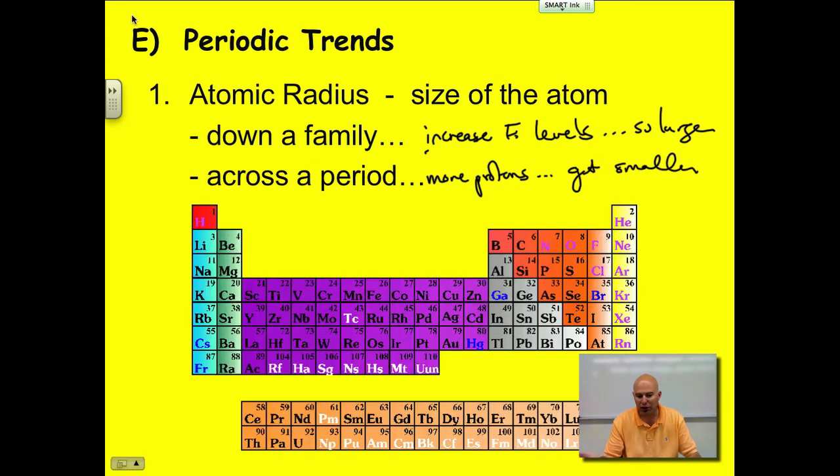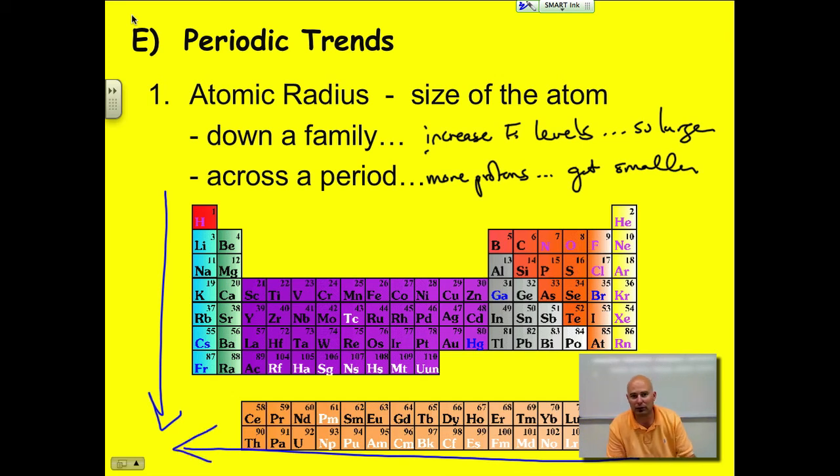Okay, so there's your periodic table. Down and to the left is where the largest sized atom is. Obviously, the smallest would be up and to the right. Look it up if you're unsure. Francium is the largest, helium is the smallest.